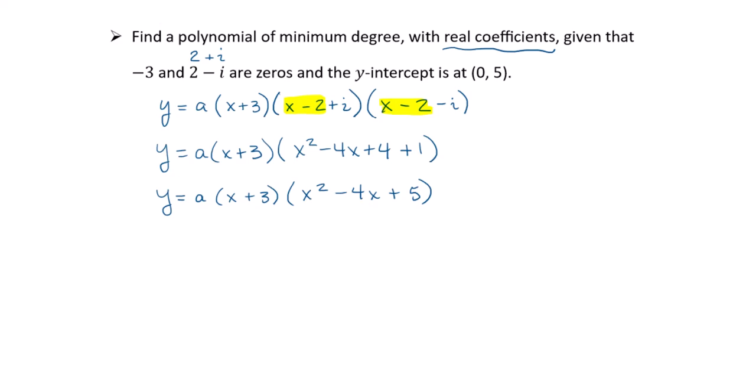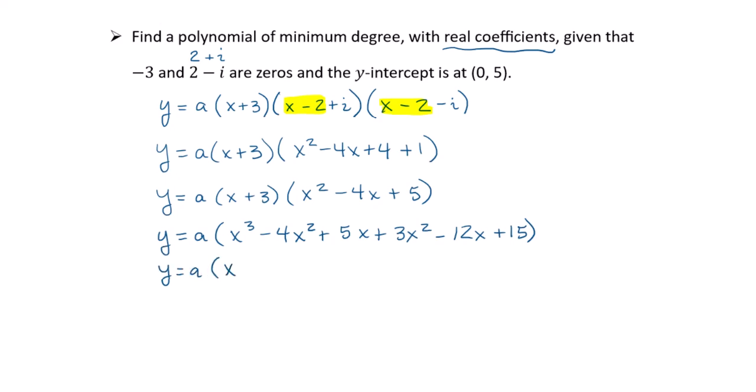Now I can go ahead and multiply the binomial and trinomial. This is going to give me x cubed minus 4x squared plus 5x plus 3x squared minus 12x plus 15. Let's simplify a little more. This is an x cubed minus x squared minus 7x plus 15.